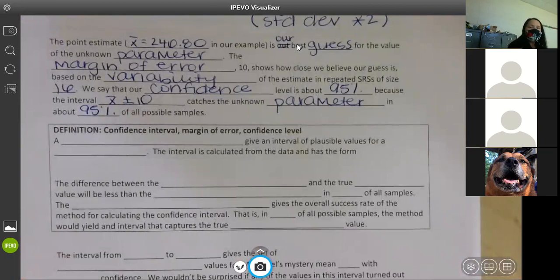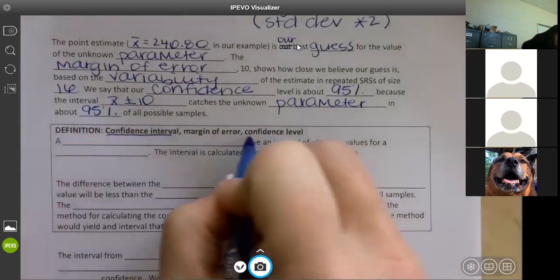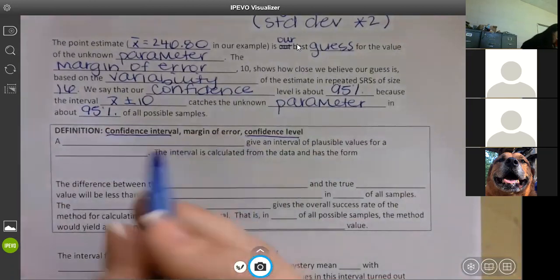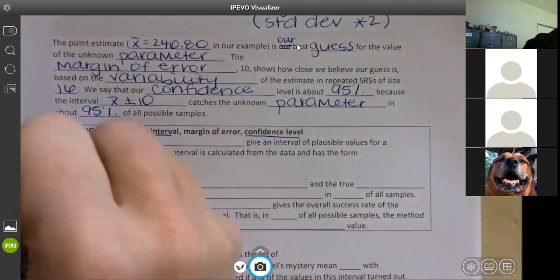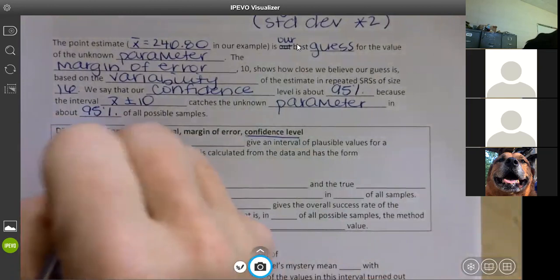All right, so the definition of a confidence interval, margin of error, and confidence level. So guys, these are two different things. Interval and level are two different things. Make sure you know that, because it's going to ask you to interpret the interval and it's going to ask you to interpret the level at some point. All right, so a C%, and that percent can change, and they'll tell you what it is. Again, typically it's going to be 95.